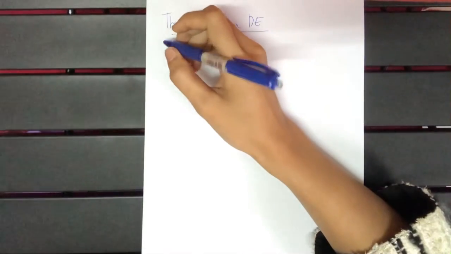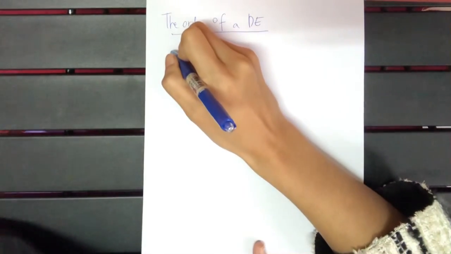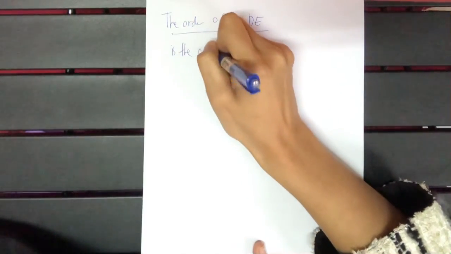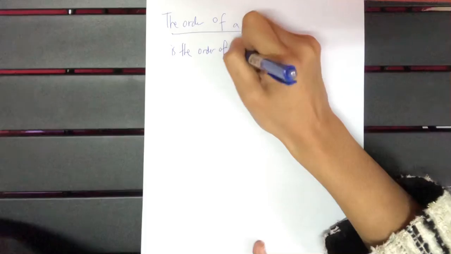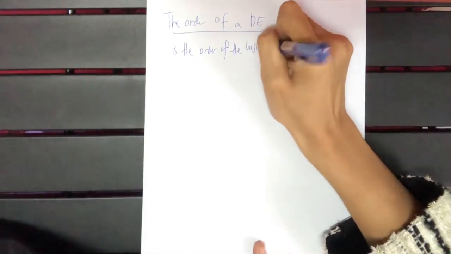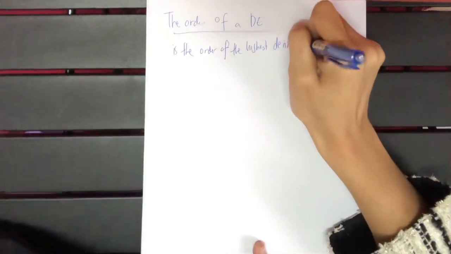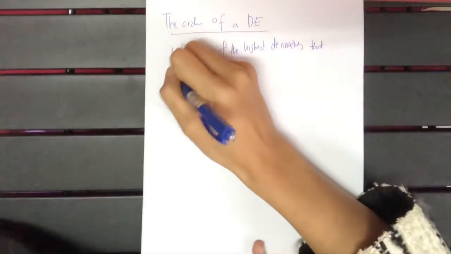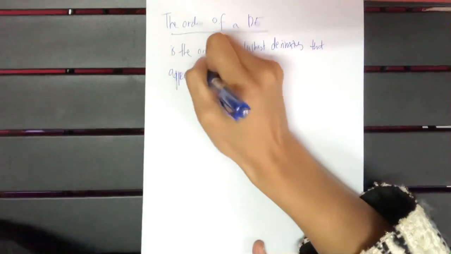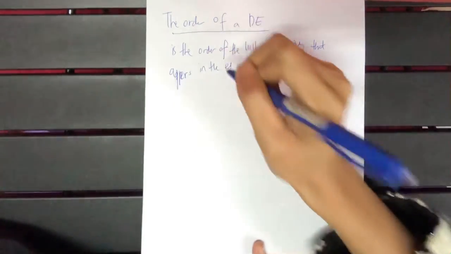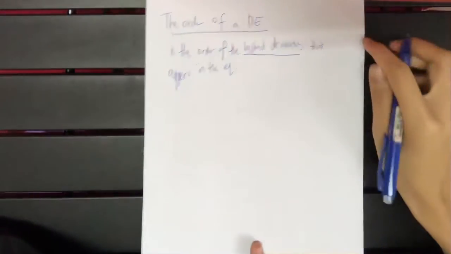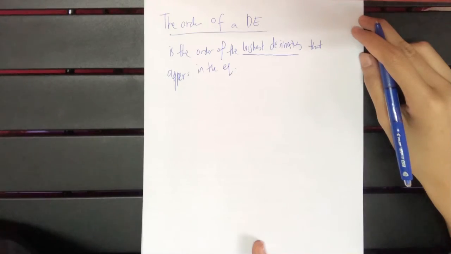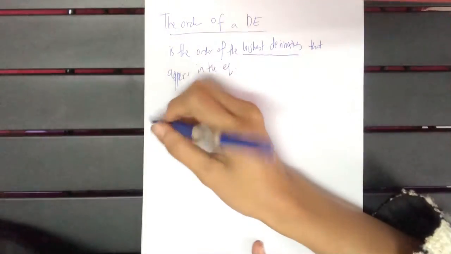The order here means the order of the highest derivative. What is the highest derivative? The highest derivative that appears in the equation. So yeah, I think I will explain through examples.